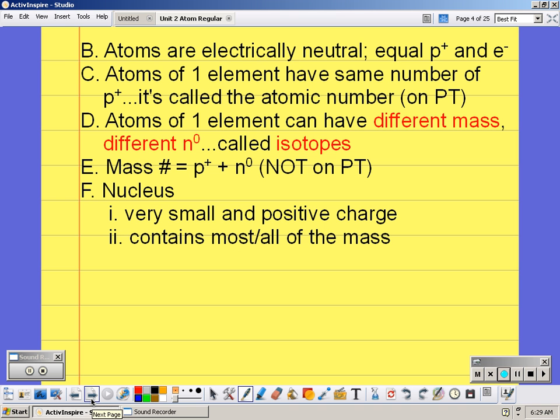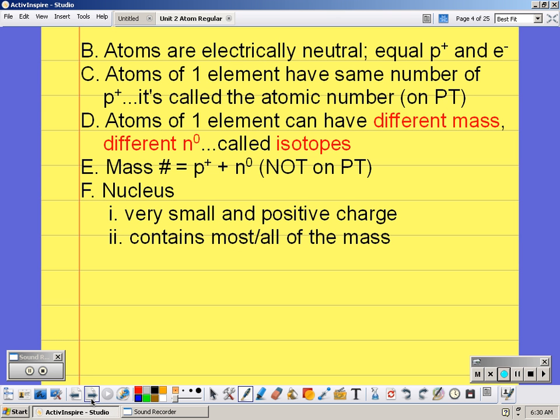Atoms are electrically neutral. So unless there is a charge told to you, our protons equal electrons, so that the positive and negative cancel out. Atoms of one element have the same number of protons. It's called the atomic number, and that atomic number is on the periodic table. The atomic number is always a whole number because you can't have part of a proton.